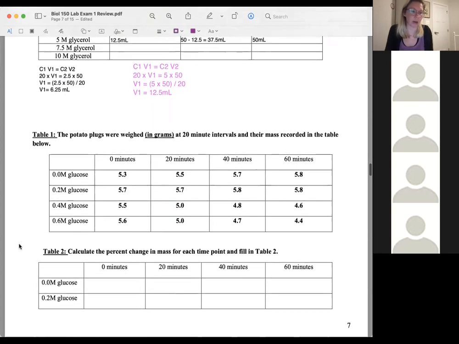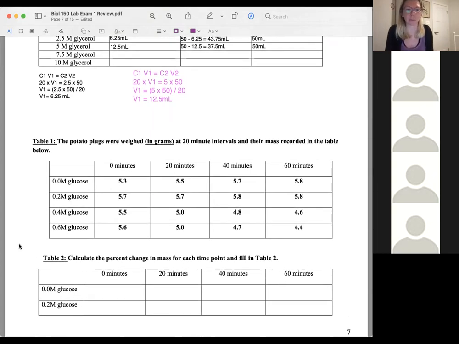So, all right, we're given this data table here. These potato plugs were weighed at 20-minute intervals. So it gives us these different intervals of time and how the weight has changed for these potato pieces, depending on what solution they were in. So now it wants us to calculate percent change in mass for each time point.